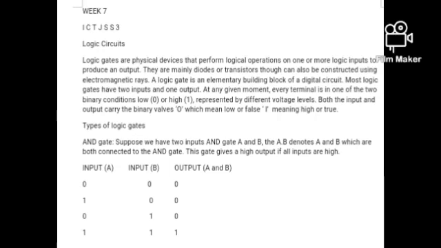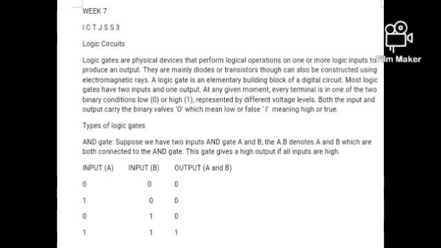This week we'll be looking at logic gates. Logic gates are physical devices that perform logical operations on one or more logic inputs to produce an output. They are mainly diodes or transistors, though they can also be constructed using electromagnetic rays. We have zeros to represent low for the binary conditions and 1 to represent high. So let's look at the types of logic gates.